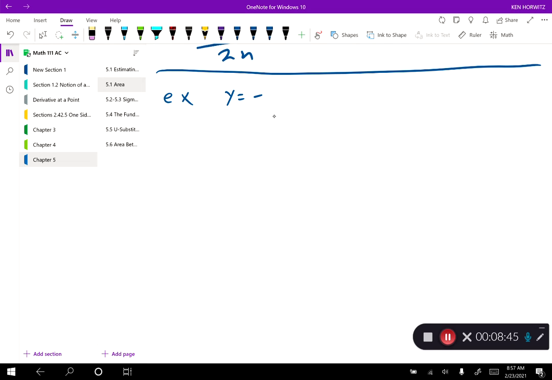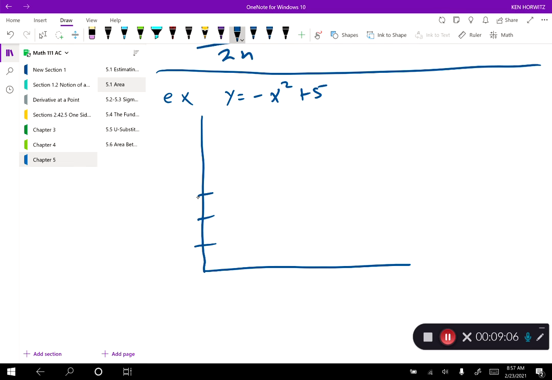Negative x squared plus 5. And basically what we're going to do is do this 2 different ways. All right, so I'm just going to start by graphing it. I'm just going to graph in the first quadrant. So I get 1, 2, 3, 4, 5. There's my vertex.